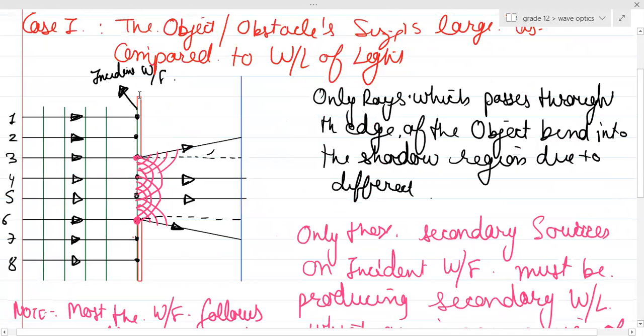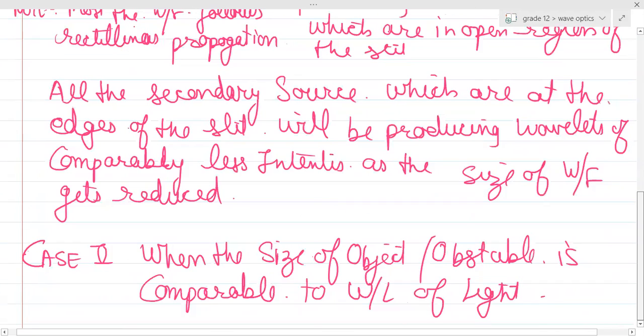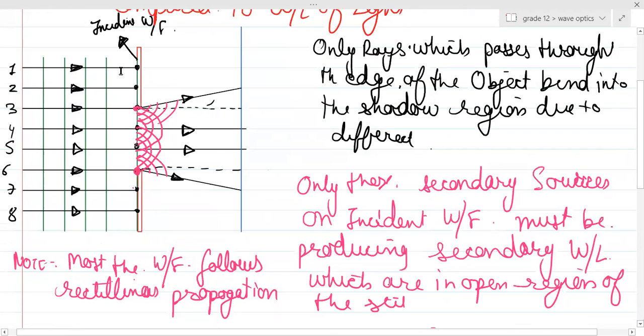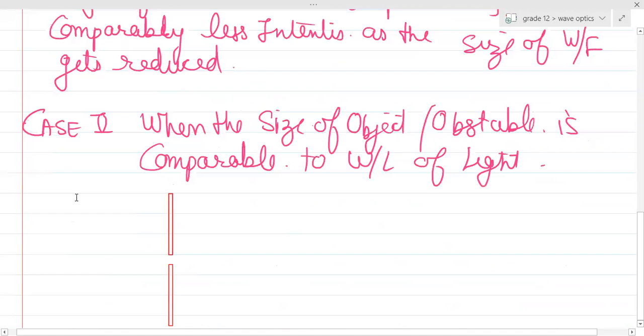Let me just copy and paste the diagram again. So guys, can you see here the slit? Here the slit size is very small. Let me make it a little bigger. So now what will happen, guys? Again, can anyone tell me what will happen in this case? Can you see most of the light rays will get blocked?